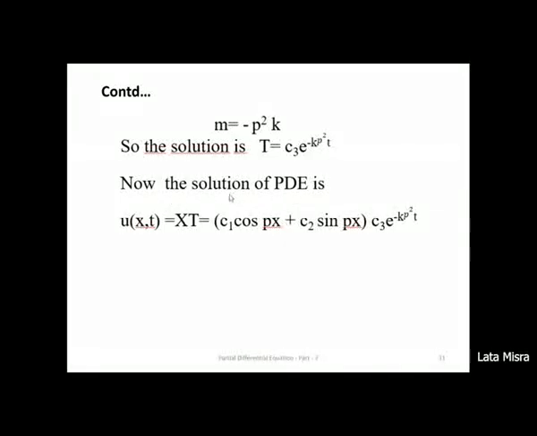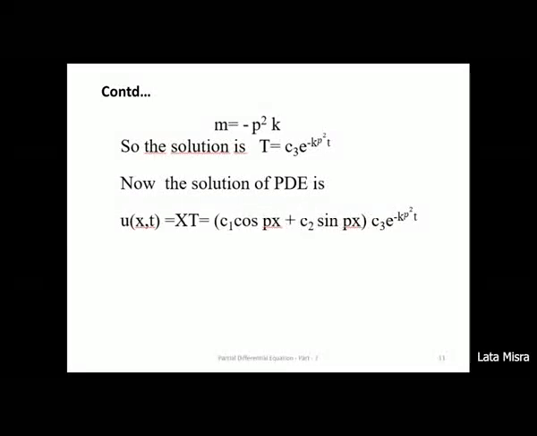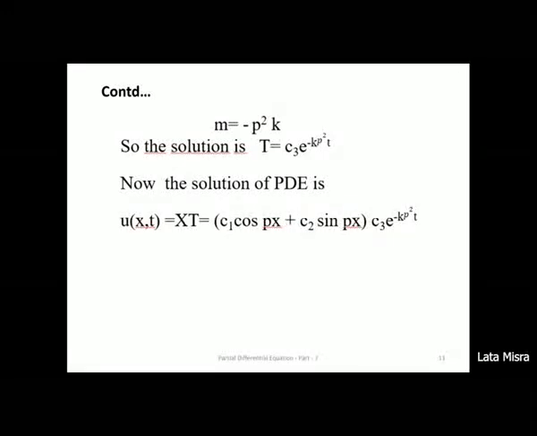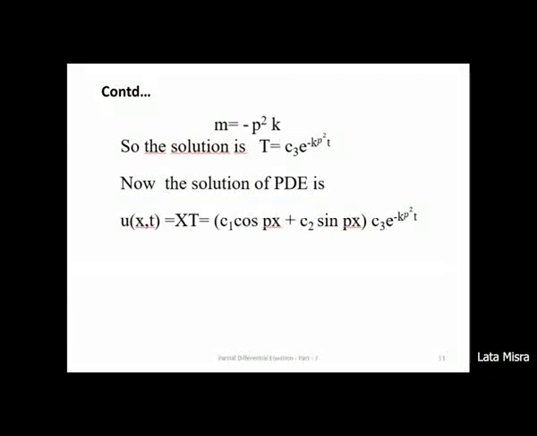The solution of the partial differential equation is u equals X into T, and when we substitute the values of X and T, we get the solution. So here we discuss three cases, when mu is 0, mu is positive, and mu is negative, and we see how we find the solution of the partial differential equation in the three cases. That's all.